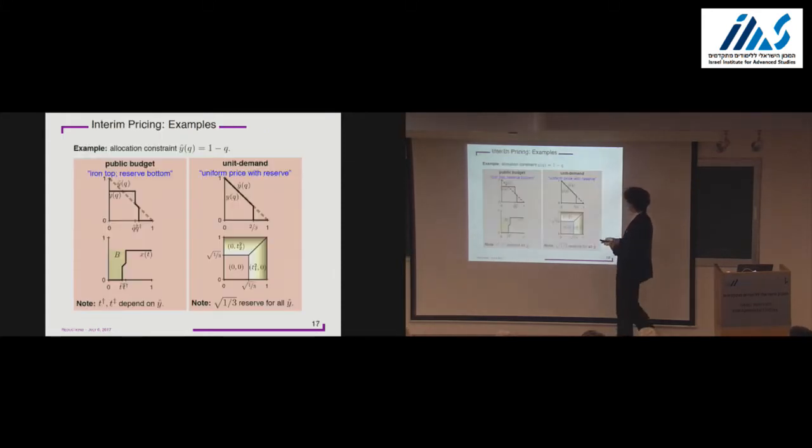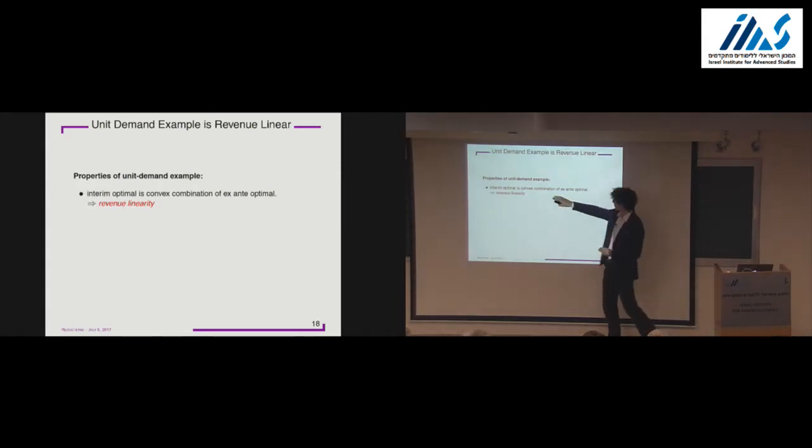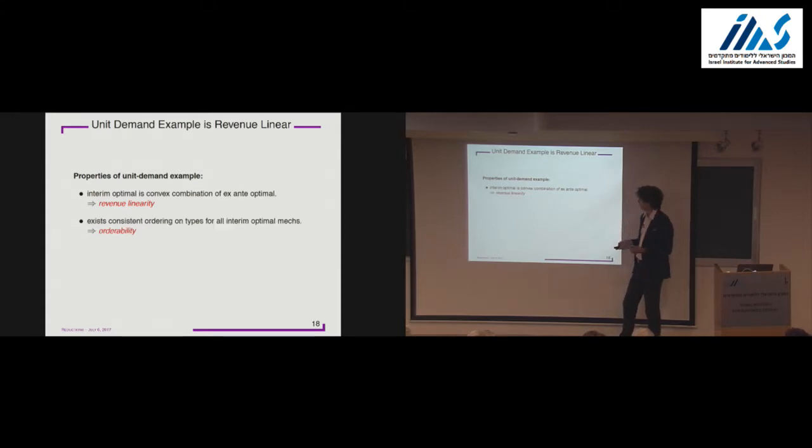Okay, so notice that the interim optimal mechanism is just exactly a convex combination of these ex ante optimal mechanisms. I just look at the allocation rule and I offer that mechanism with the probability. I basically do the same sampling trick I did in the very first slide. I sample from the density of the allocation constraint to figure the probability, and I offer that ex ante optimal mechanism. The interim optimal revenue is just a convex combination of ex ante optimal mechanisms. That means essentially the revenue operator is a linear operator. Okay?